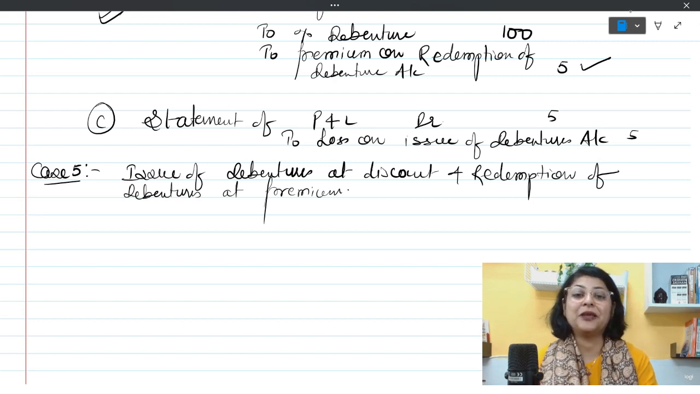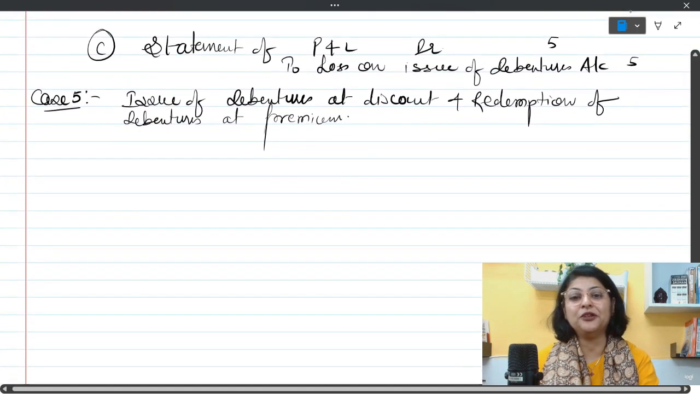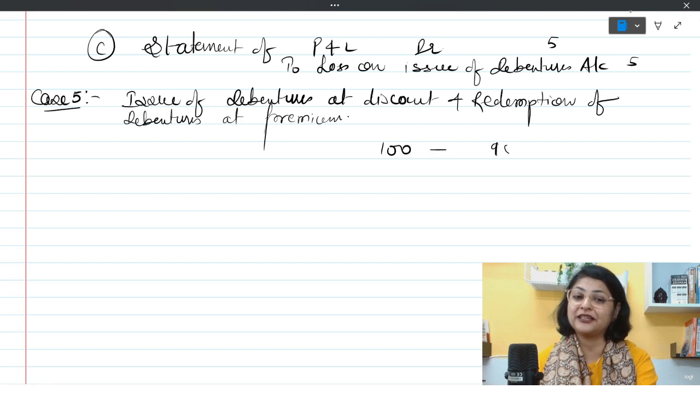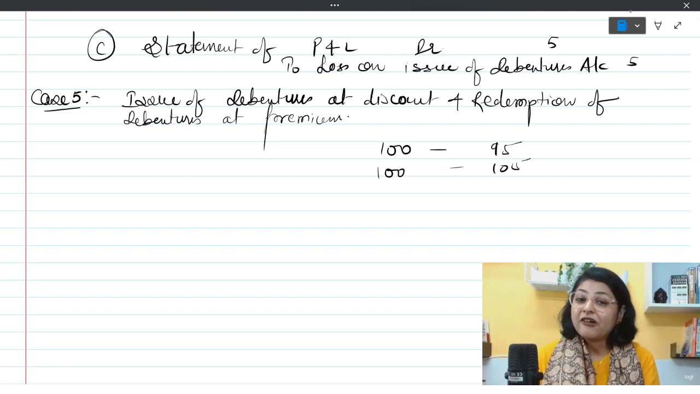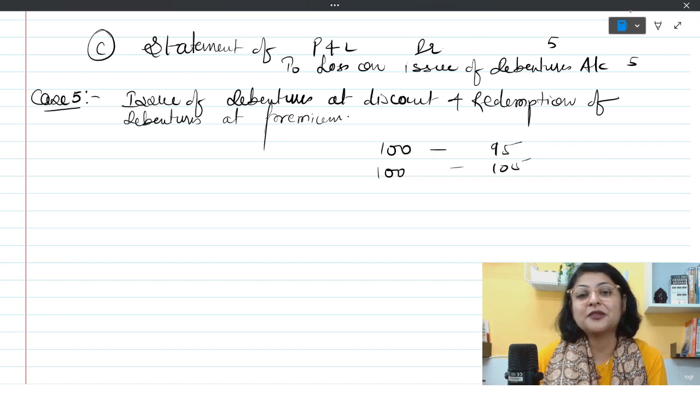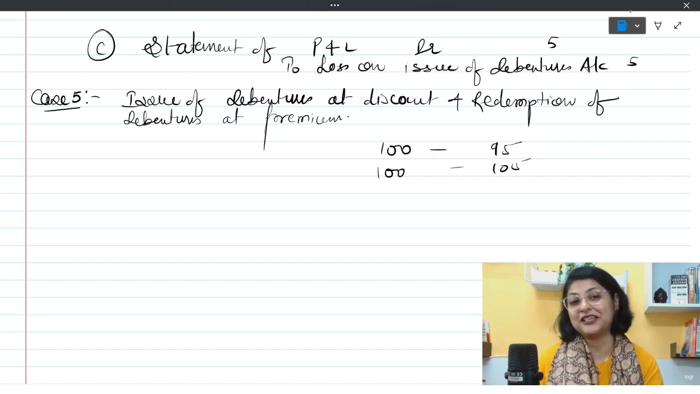Now the question may come to your mind, why would a company do so, having losses two times? Let's suppose the debenture of 100 rupees is issued for 95 rupees and the debenture of 100 rupees is bought back at 105 rupees. So the total loss is 10 rupees. Why would a company suffer so much loss? Maybe the stock market conditions are not so good.